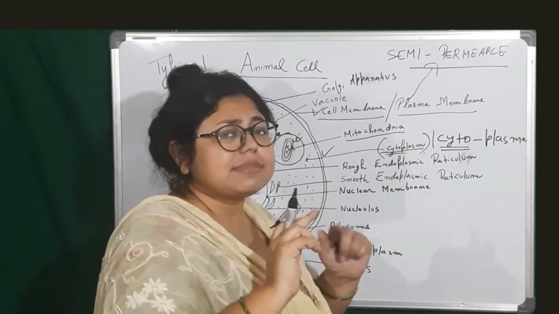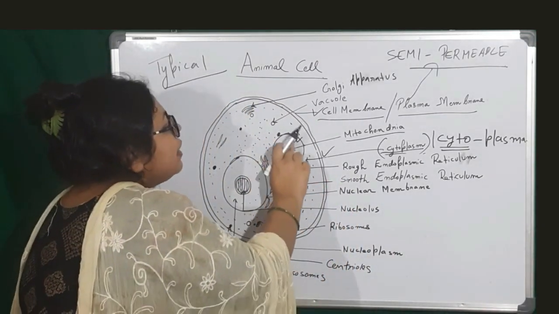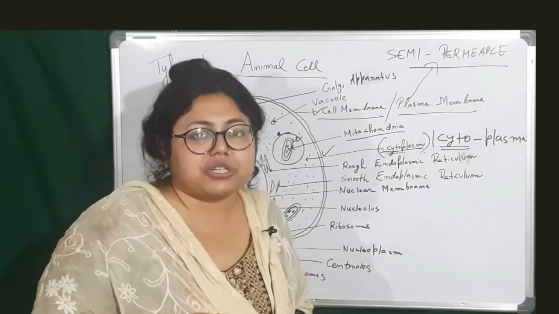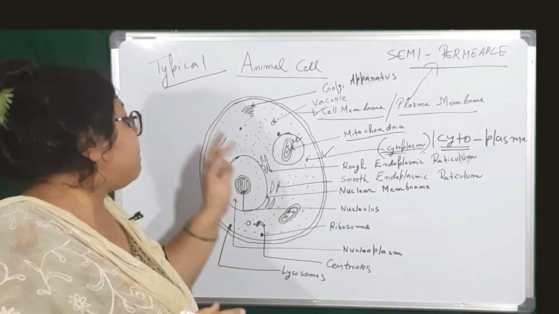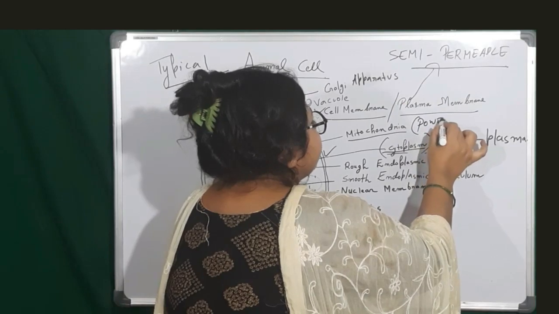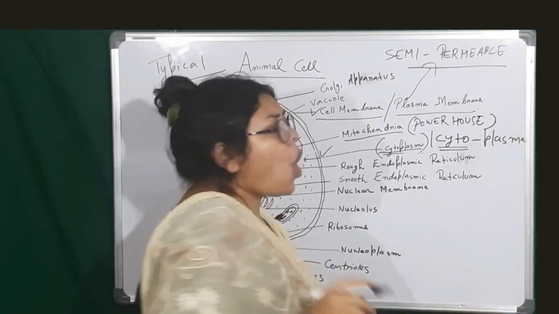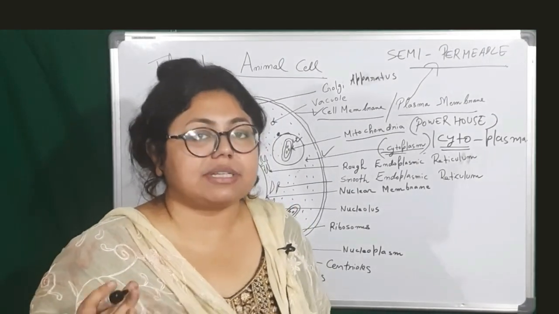It is a double layered structure. See, double layered will always be drawn like this. So in a double layered structure, what is the main function? It is also called the powerhouse of the cell. Why? Often questions come asking which is the powerhouse of a cell.